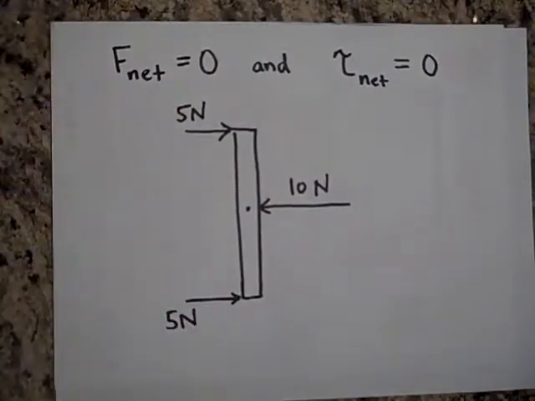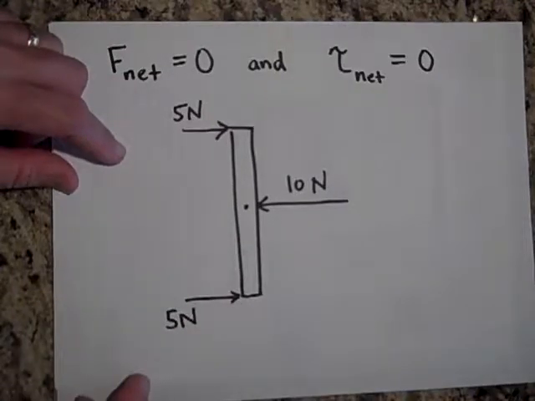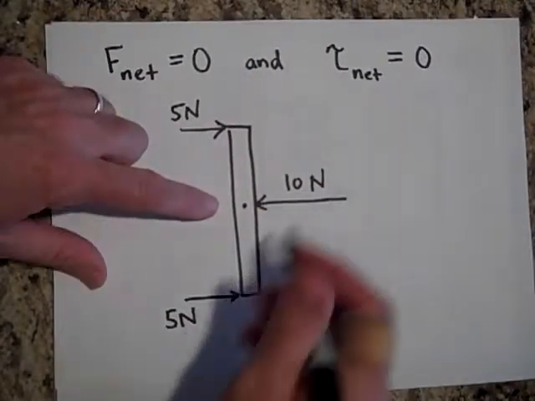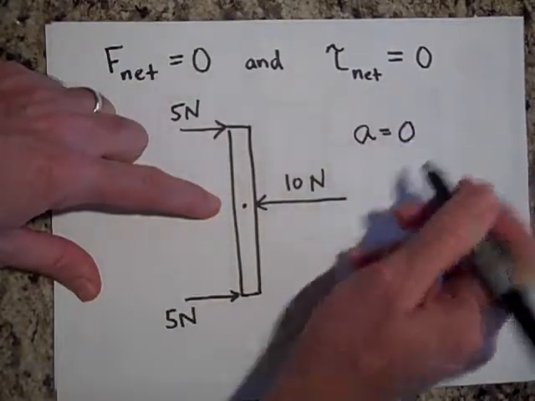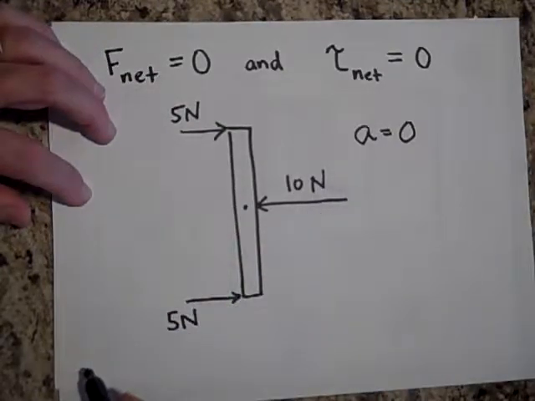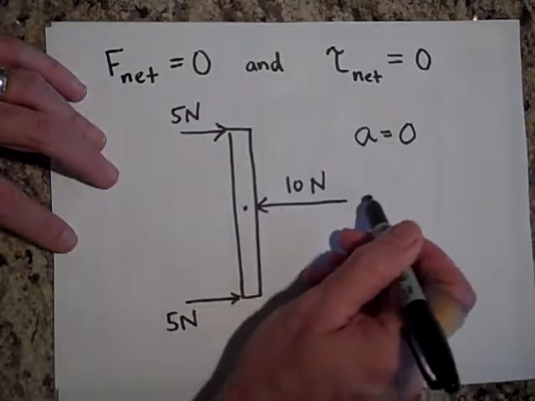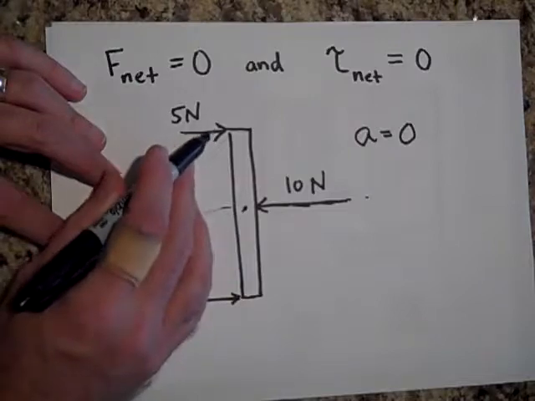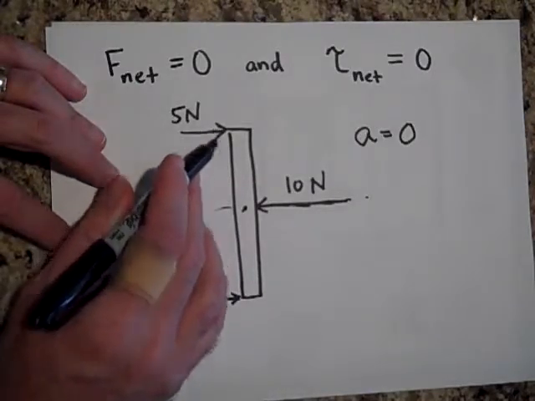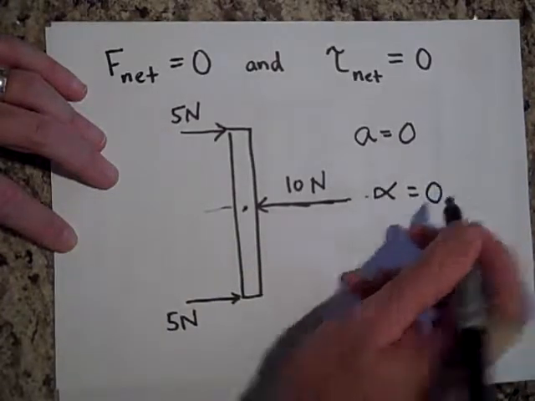Here's a case where the net force is equal to 0 and the net torque is equal to 0. So let's talk net force first. We got a 5 and another 5 plus a negative 10. So the net force is equal to 0. So A is 0. But not only that, the net torque is equal to 0. Why? This puts no torque on it because it's going right through the center. And the torque from this one is being negated by the torque from this one. So the net torque is 0, so there's no angular acceleration.